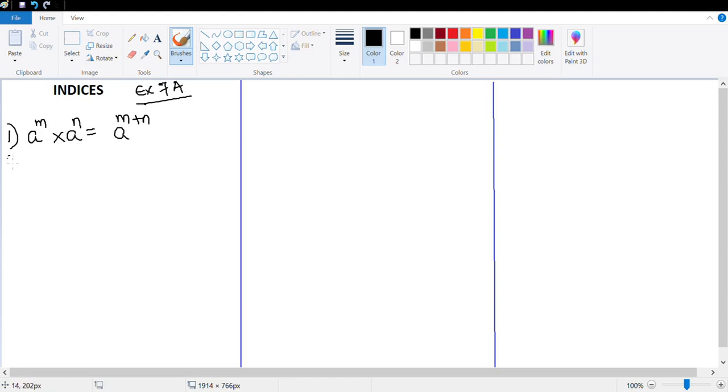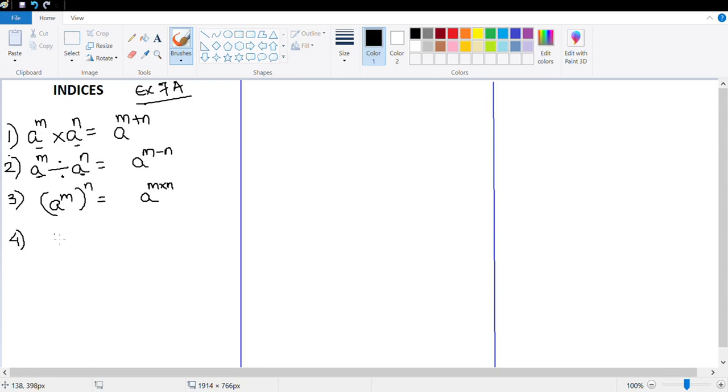The second property is a to the power m divided by a to the power n is equal to a to the power m minus n. Please note that the base is the same in all cases. Let's look at the third one. The third one is a to the power m raised to the power n is equal to a to the power m multiplied with n. Again, notice that the base is the same.